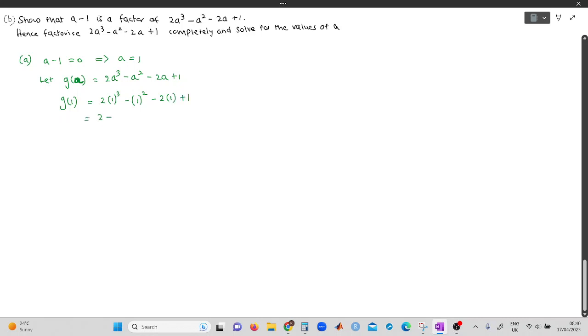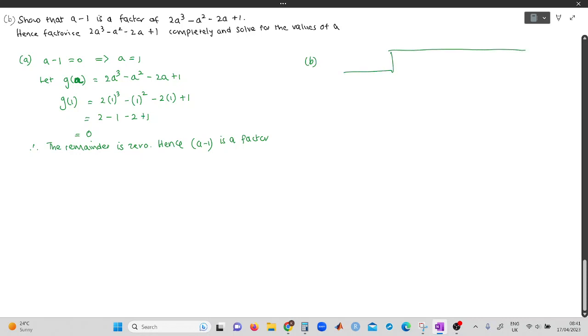Donc, ça va me faire 2 retirer 1, retirer 2 plus 1. Donc, 2 retirer 1, ça me fait 1, moins 1 plus 2, 0. Voilà. So, nous avons g of 1 equals to 0. Therefore, we can say that the remainder is 0. Hence, a minus 1 is a factor. That's it. Deuxième partie, hence factorize it completely.